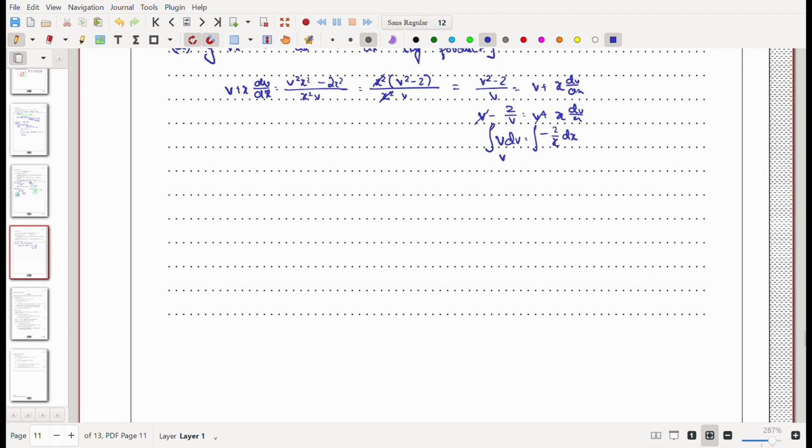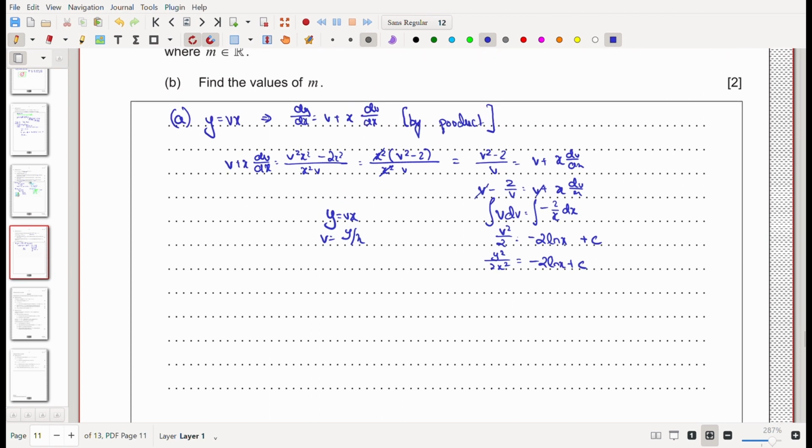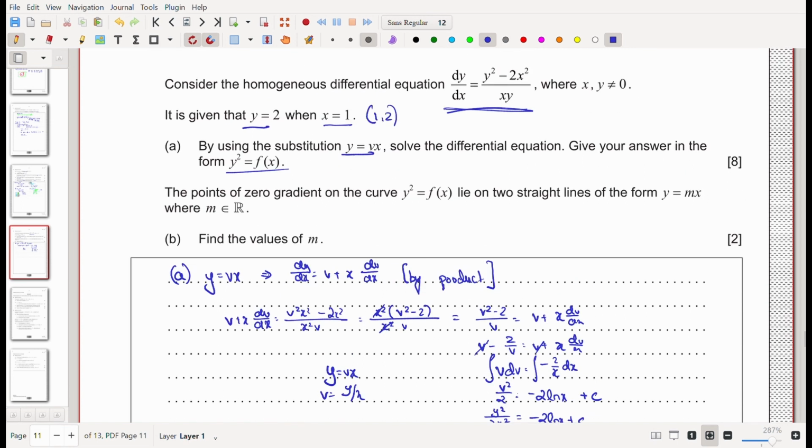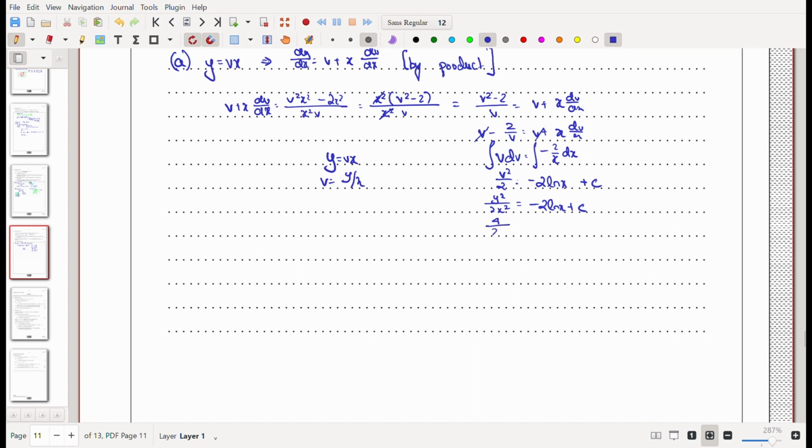Now when we integrate both sides, we'll get v squared by 2 is equal to minus 2 ln x plus c. Going ahead and substituting in y is equal to vx, v is equal to y by x into this one, we get y squared by 2x squared is equal to minus 2 ln x plus c. Now since we have a point right here, which is 1 comma 2, we can substitute that in here. So 4 by 2 is equal to minus 2 ln 1 plus c. C is equal to 2.